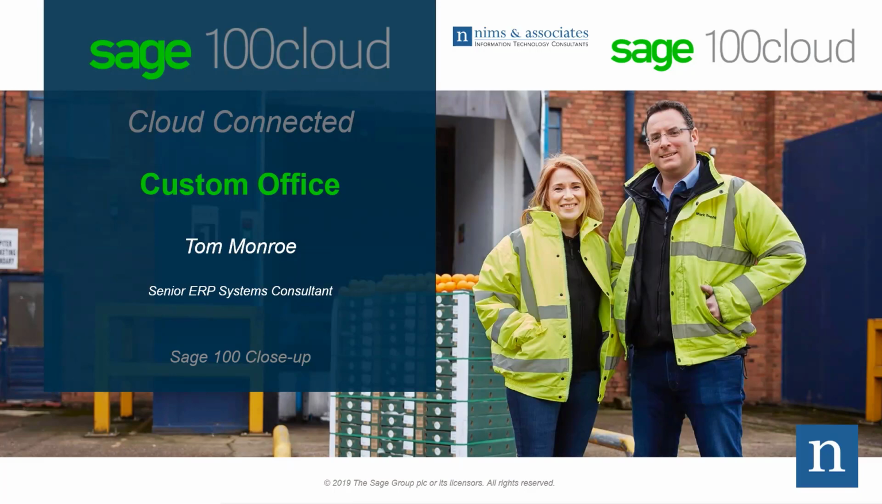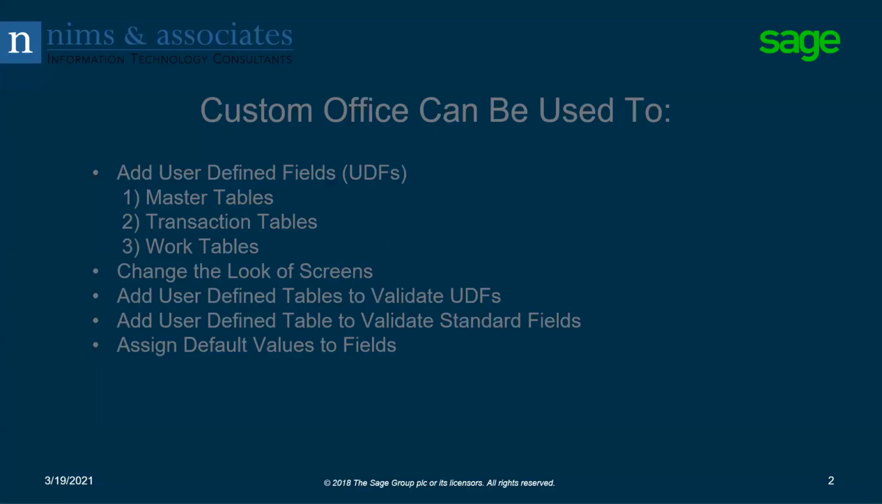Today we're going to talk about Sage 100's Custom Office module. Let's take a look at what Custom Office can do. So Custom Office is actually a very versatile module and can do a number of things. And we're going to talk about these things over several sessions. So what are the things that Custom Office can do?